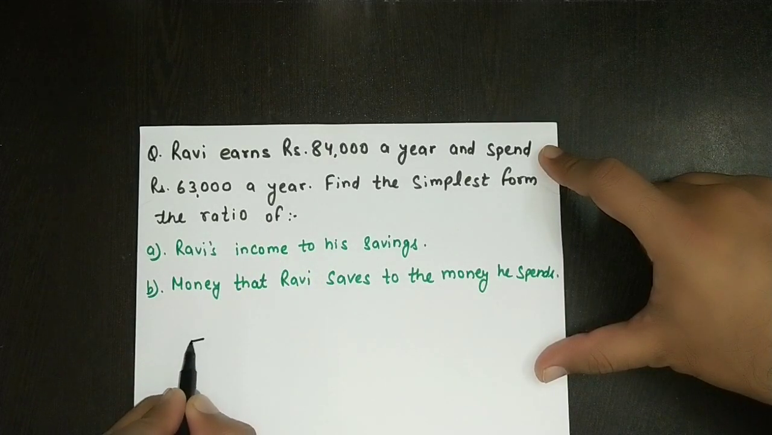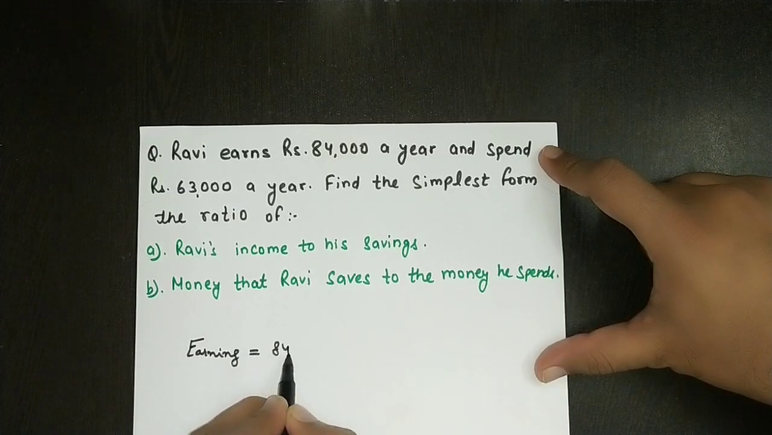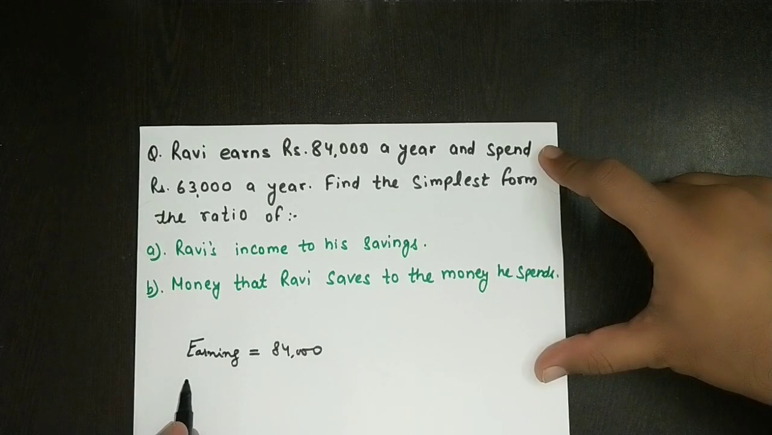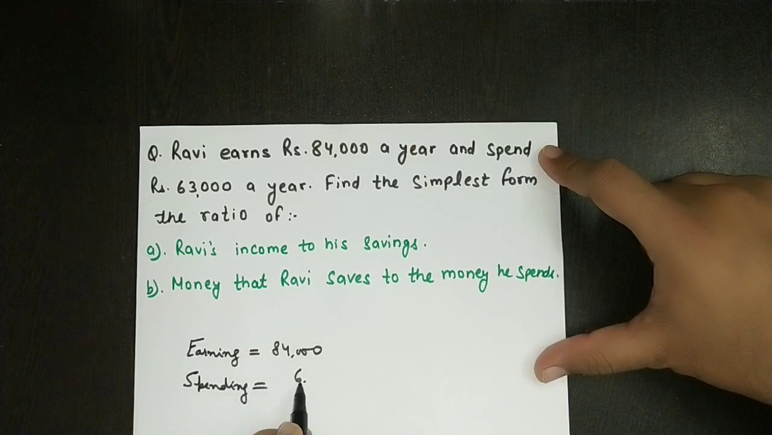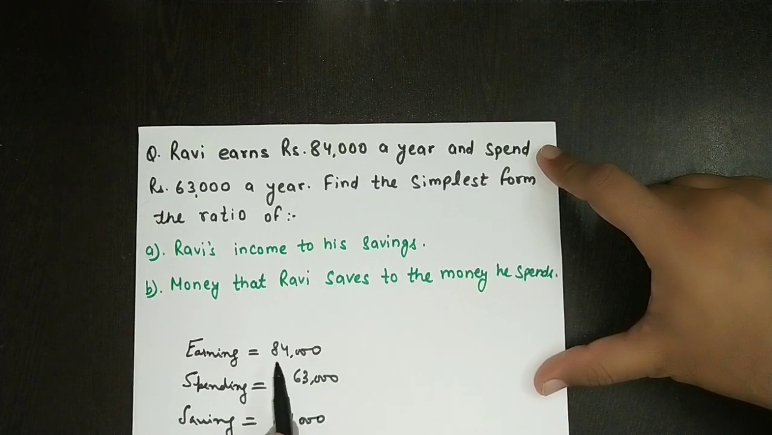So what we have here is his earning. His earning is 84,000, out of which he is spending 63,000. So his saving is, if he is earning 84,000 and spending 63,000, the difference is his saving. So his saving is 21,000, the difference of 84,000 and 63,000.